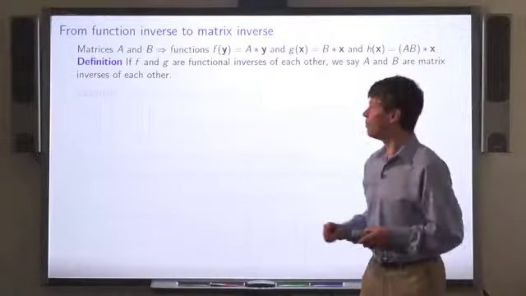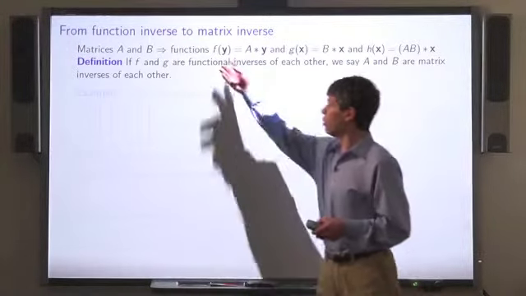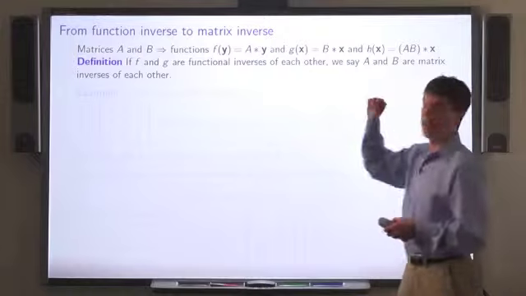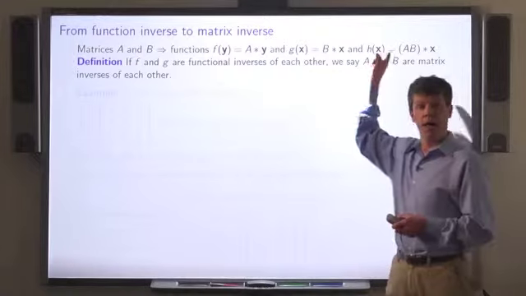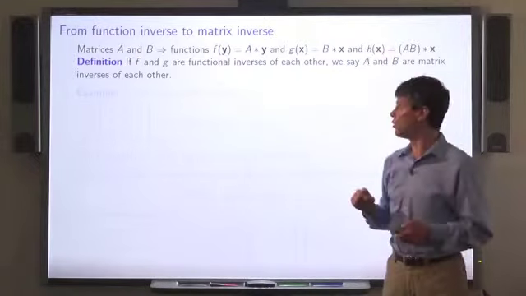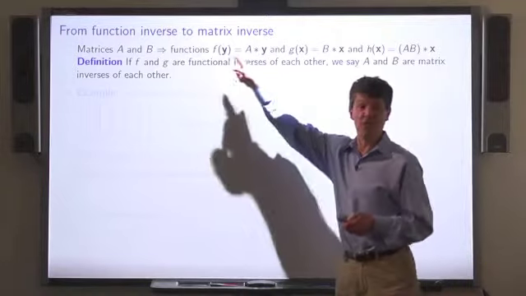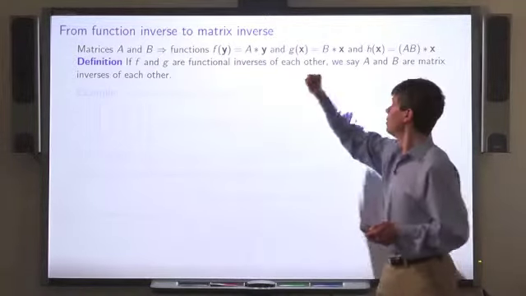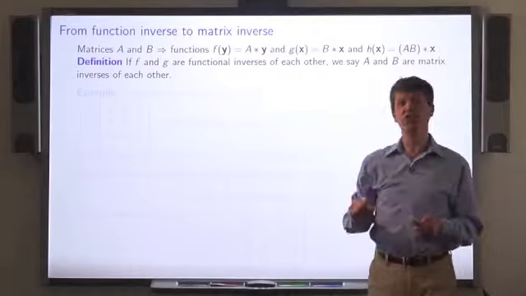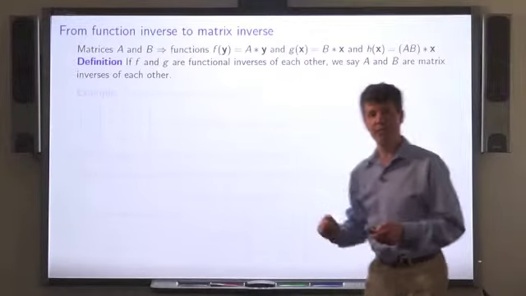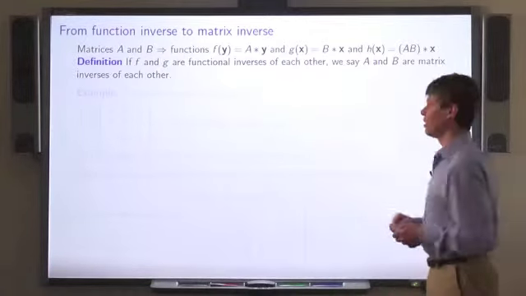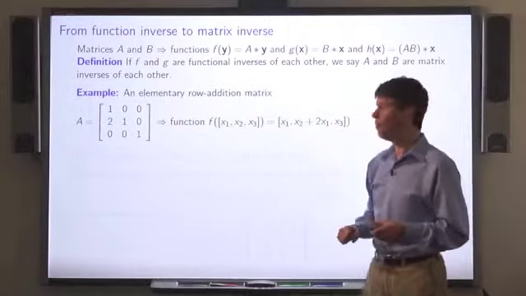Now, we've seen that matrices A and B correspond to functions, and the product corresponds to another function. If the functions that result from these matrices are functional inverses of each other, we say the matrices are matrix inverses of each other.